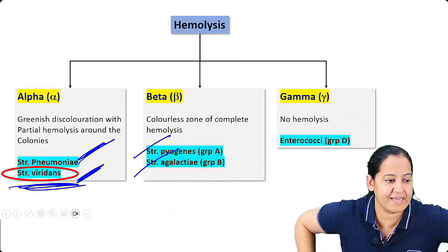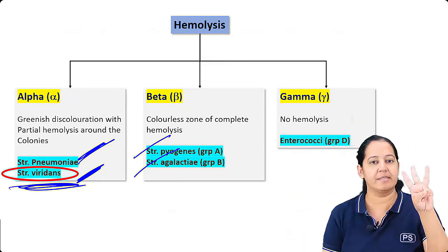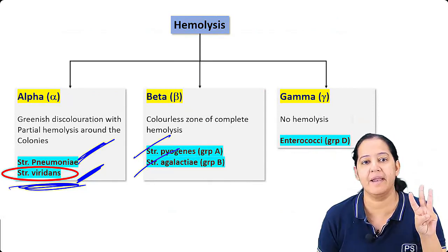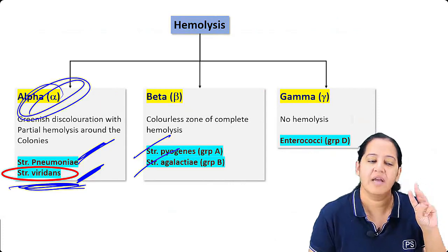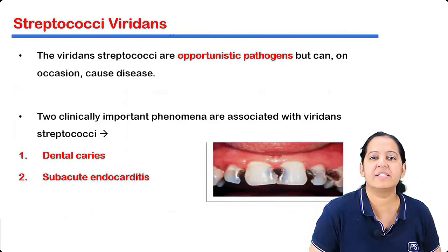How many people are still live and alive? Only 3 points for viridans, I will tell you. Only 3 points. It's very small. I will speak only 3 lines about viridans. Let's start viridans, the second of the alpha. In the alpha, we have to study 2. Pneumonia is done. Now I'm starting Streptococcus viridans.